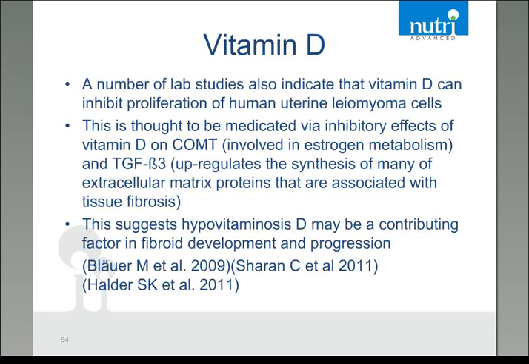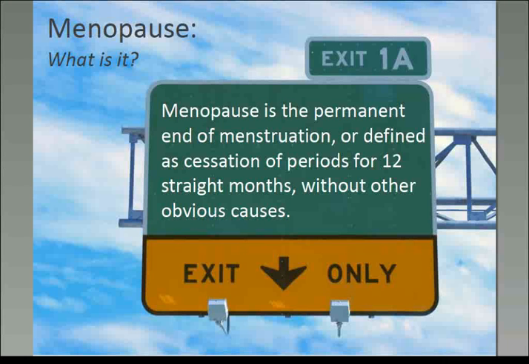Vitamin D. A number of lab studies also indicate that vitamin D can inhibit proliferation of human uterine cells. This is thought to be mediated via inhibitory effects of vitamin D on COMT involved in estrogen metabolism, and TGF-beta3 upregulates synthesis of many of the extracellular matrix proteins that are associated with tissue fibroids. This suggests hypovitamin D can be a contributing factor in fibroid development and progression.